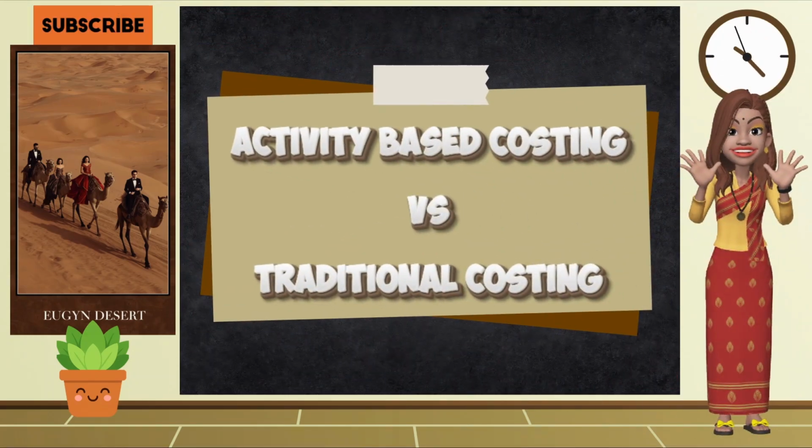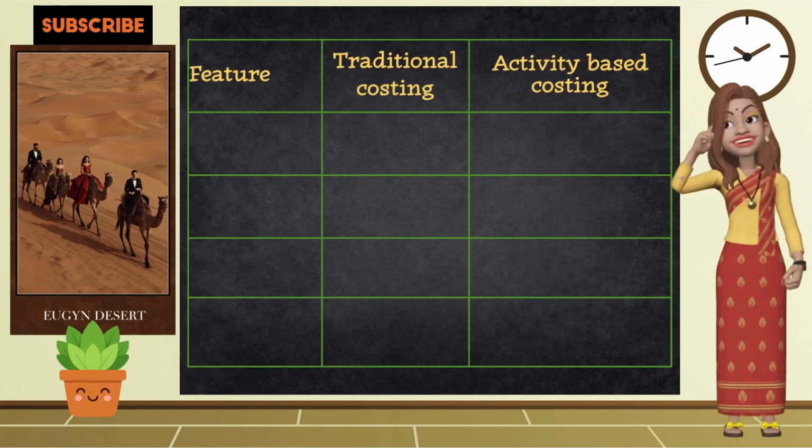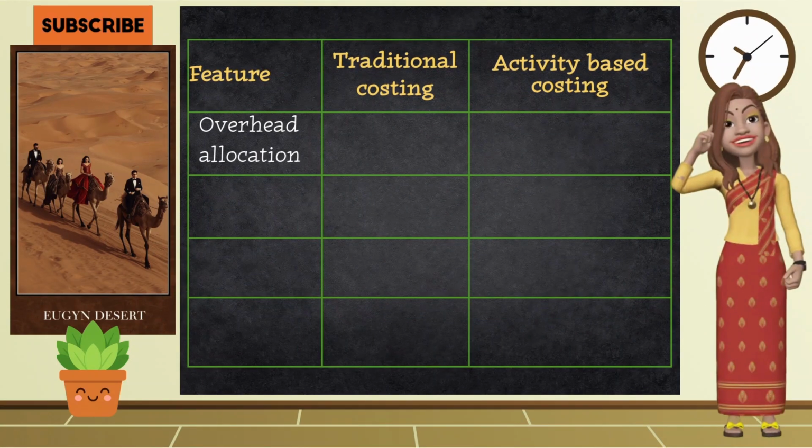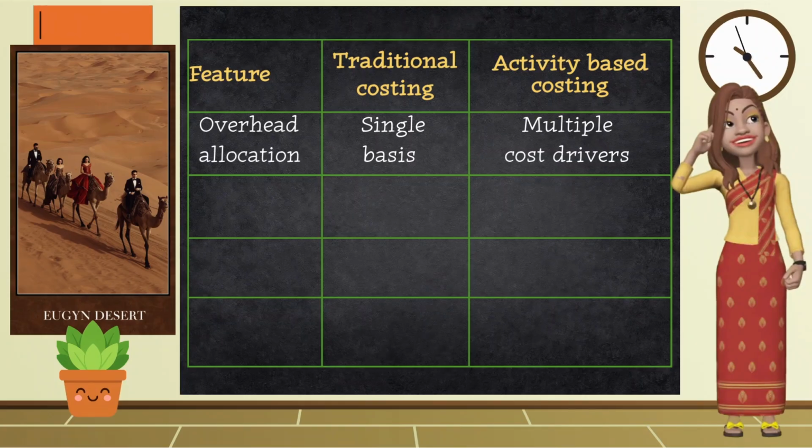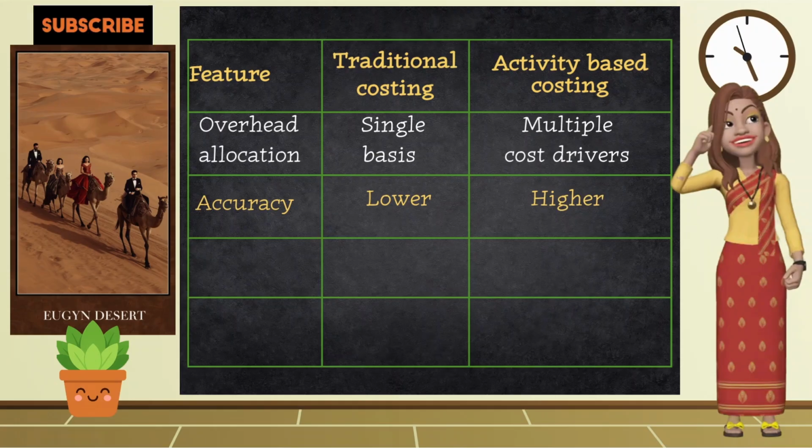Activity-based costing versus traditional costing. Under traditional costing, overhead allocation is done using a single basis, while under activity-based costing, overhead allocation is done using multiple cost drivers. Under traditional costing, the accuracy is lower, while under activity-based costing, the accuracy is higher.